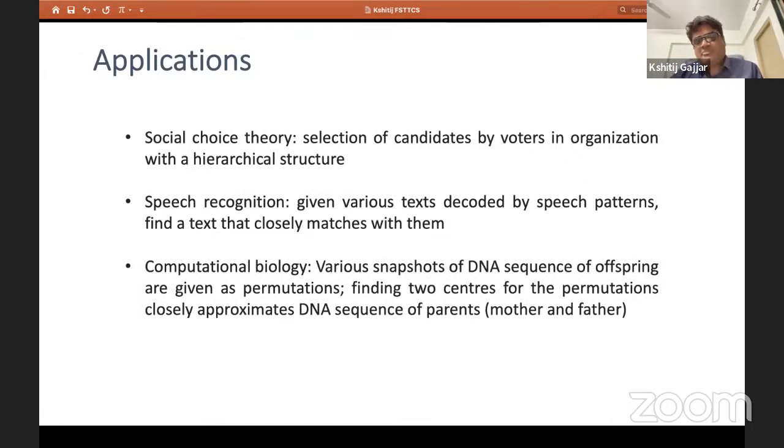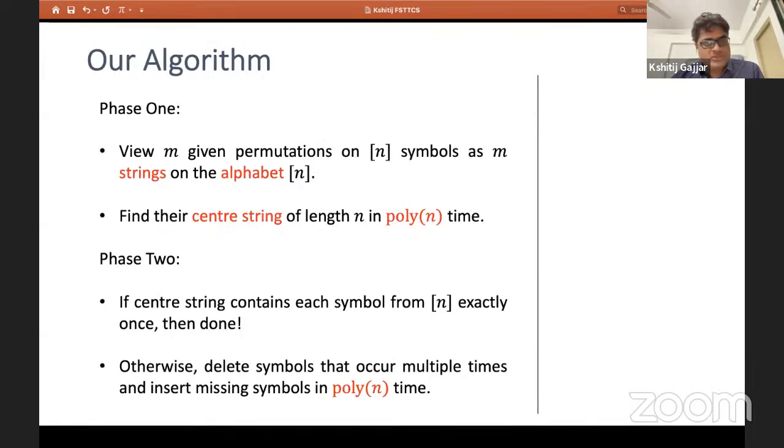Another application is computational biology, where the DNA of one offspring is given. And in this case, you need to find two centers, one corresponding to the male parent and one corresponding to the female parent.